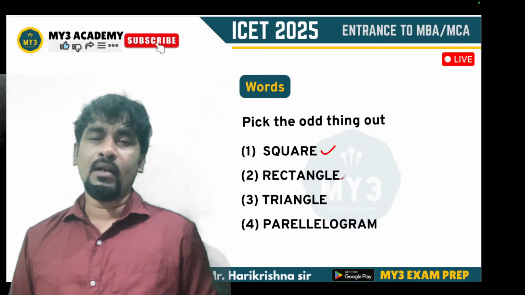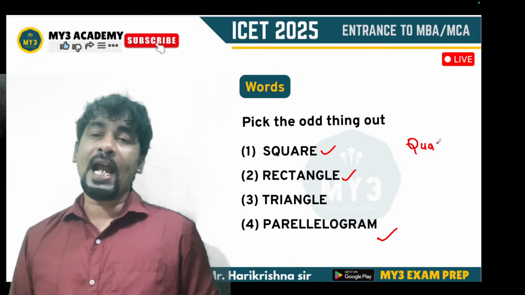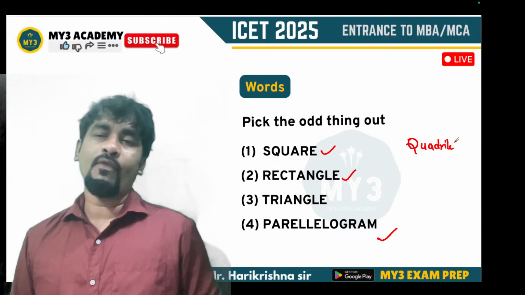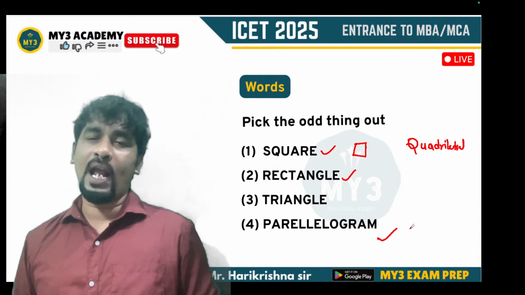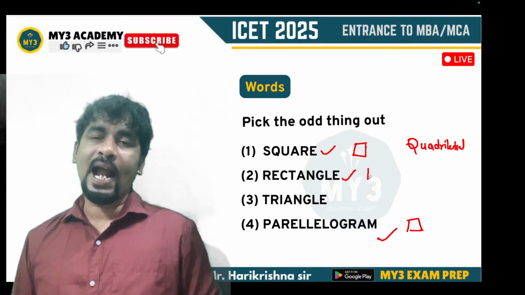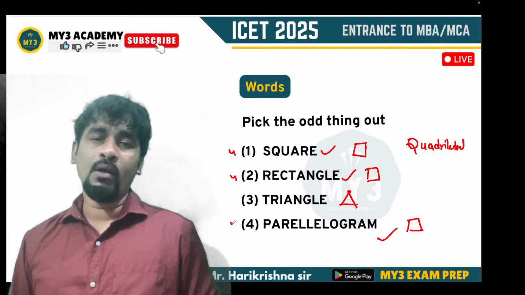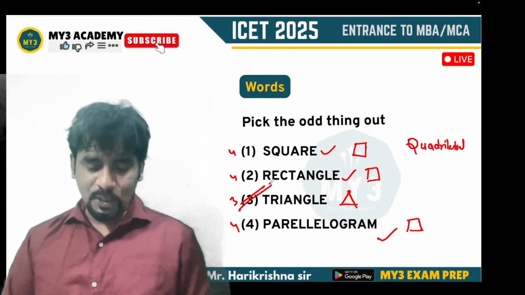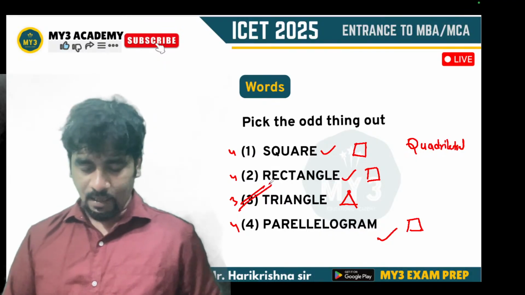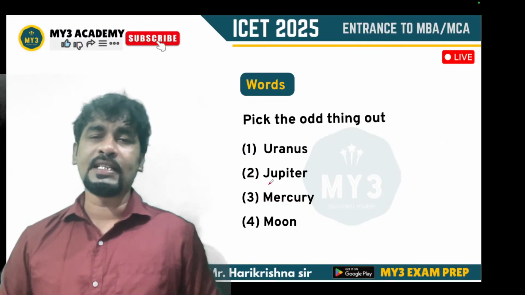So, square, rectangle, parallelogram, all these are types of quadrilaterals. Or we can say these are figures which are formed by 4 lines. But if you look at the triangle, a triangle is a figure formed by only 3 lines. So these are 4, 4, 4 because it is 3. So we can say the odd man out is going to be option 3 here, which is triangle. Very good response. Look at the next question available on the screen.